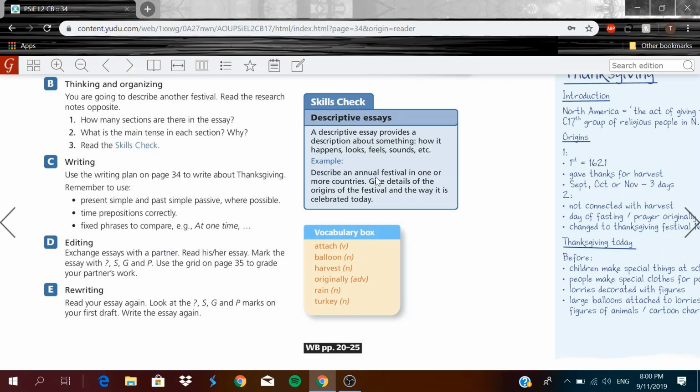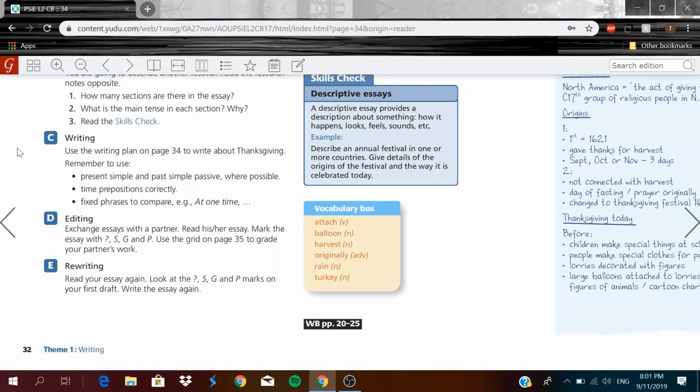So for example, you can describe an annual festival in one or more countries. And you can give details of the origins of the festival, like we just said, and the way it is celebrated today, right? You can also state the differences between the festival, or how the festival has changed throughout history, because a lot of festivals change with tradition and culture-wise over time. Okay? Now let's go to exercise C, writing.